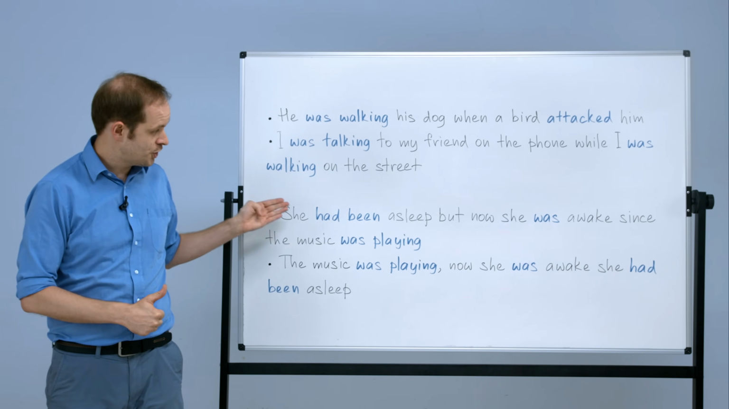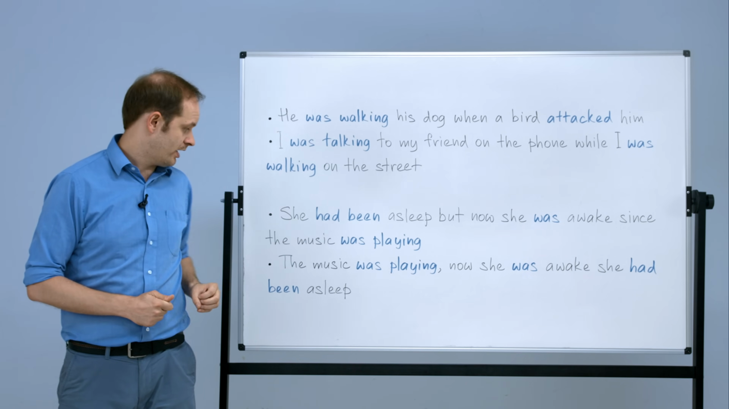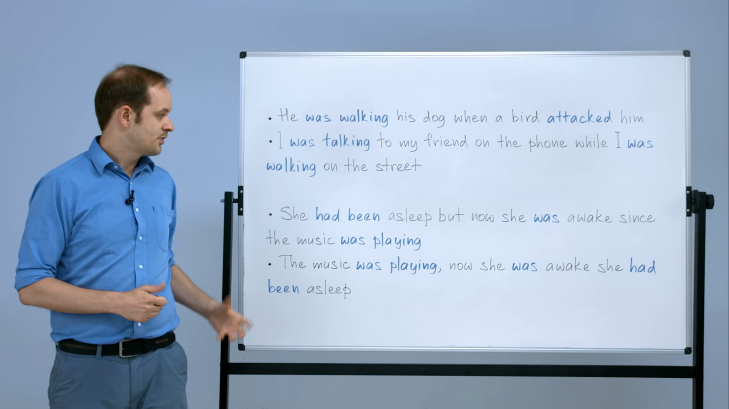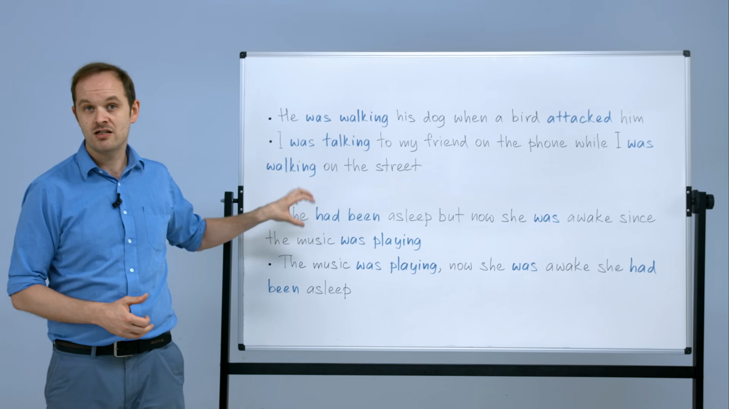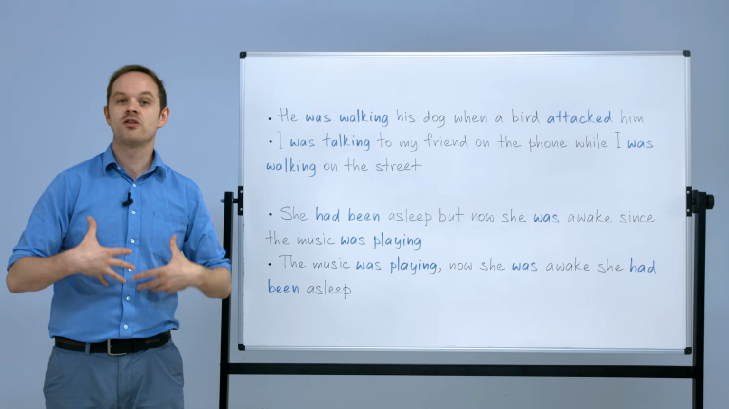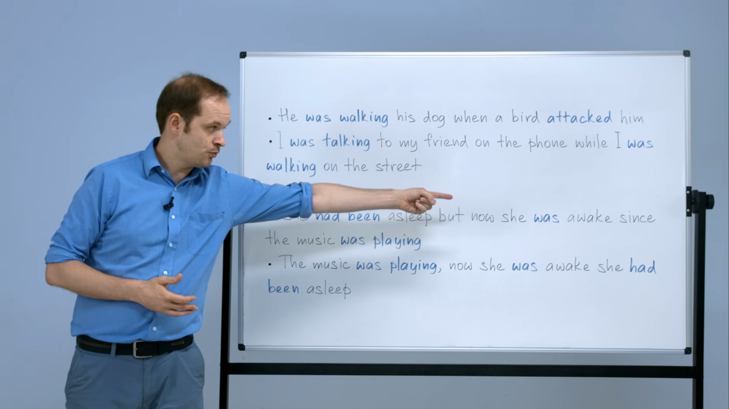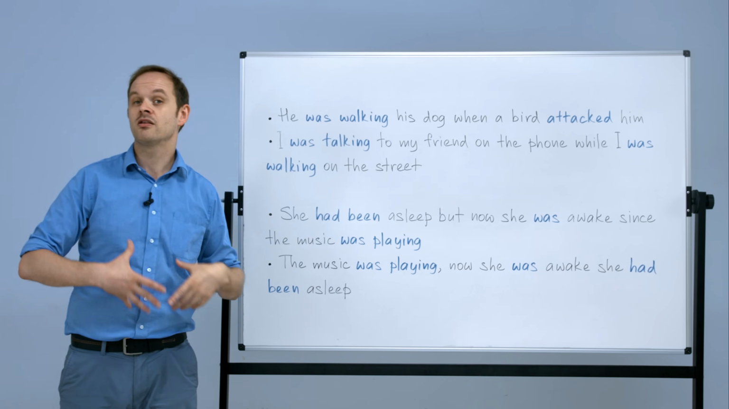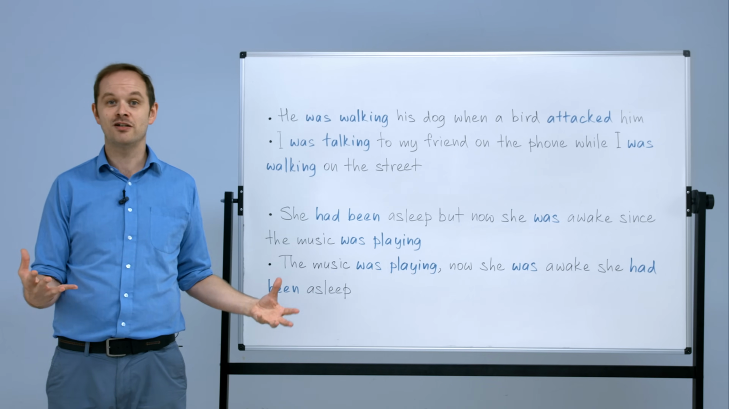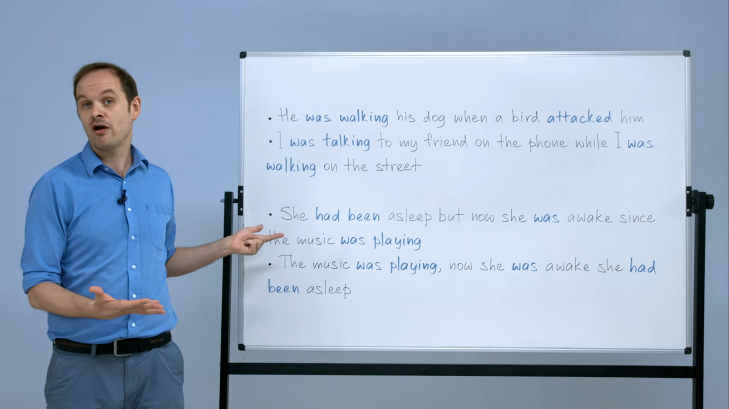Now, it's important to remember a good story usually contains past simple, past continuous, and past perfect. Here, for example, she had been asleep, but now she was awake since the music was playing. So again, we've got the past of the past. What had happened before the main events in our story? Well, she had been asleep, but now she was awake. Past simple, the most interesting thing for the listener or reader of our stories, and some background information.